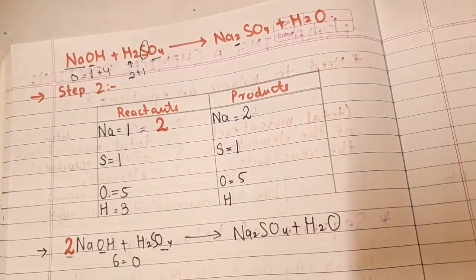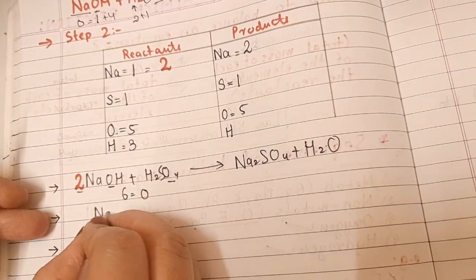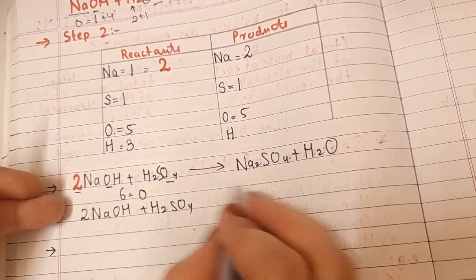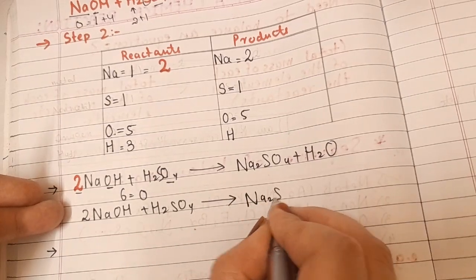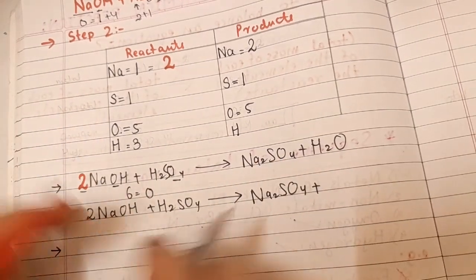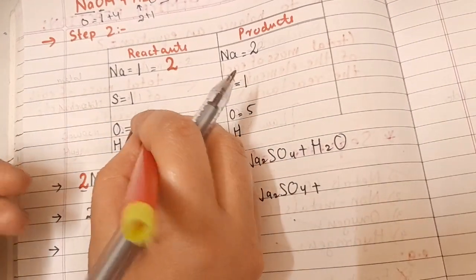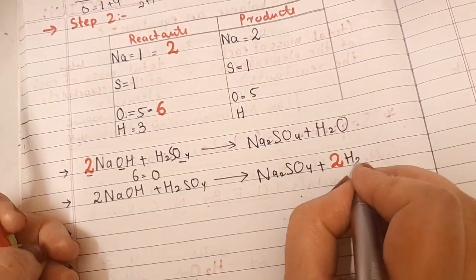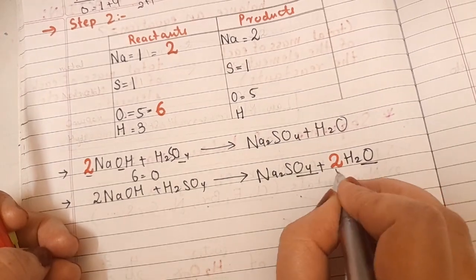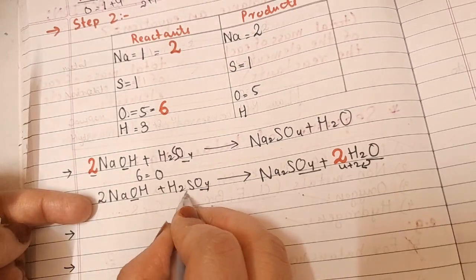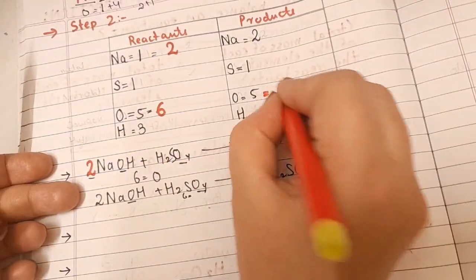So in the next step we will balance the oxygen. Again write the equation, NaOH plus H2SO4. Here 2 NaOH is there, now we have balanced the sodium, and Na2SO4 plus. Now for balancing oxygen, we need 6 elements here, right? So to balance it we will write 2 H2O. Alright, now here 4 plus 2, that means 6, and here also 2 plus 4, that means 6. So oxygen is balanced also.